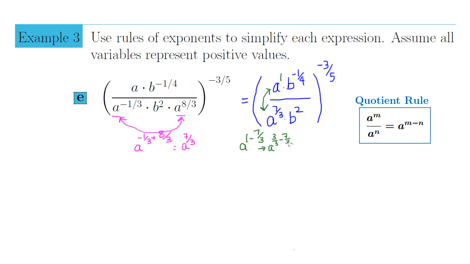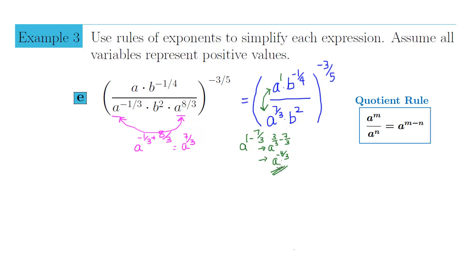We must have a common denominator when subtracting fractions. And 3/3 minus 7/3 is simply negative 4/3. So when I combine the two a's using the quotient rule, I'm going to get a to the negative 4/3.